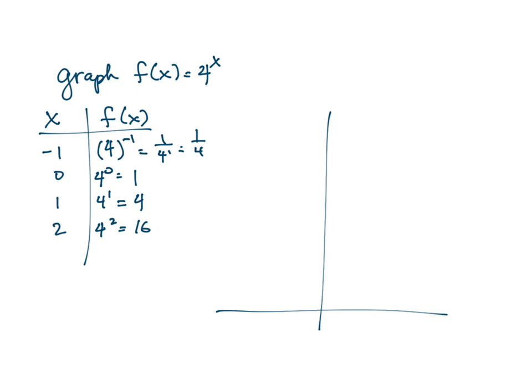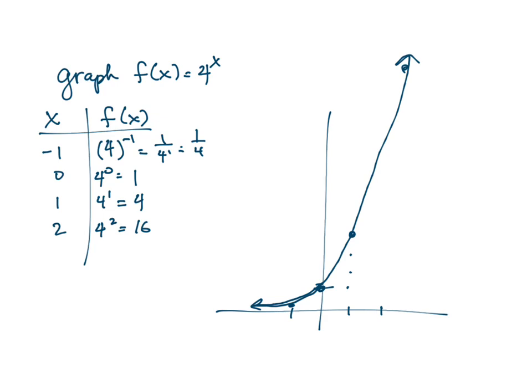So at -1, we're at positive 1/4. By 0, we're already up to 1. By 1, 4. And by 2, I barely have room on my graph. These things grow so quickly. You might say they're exponential.